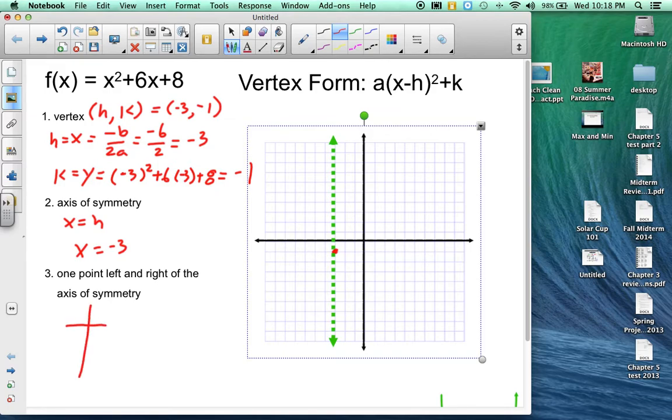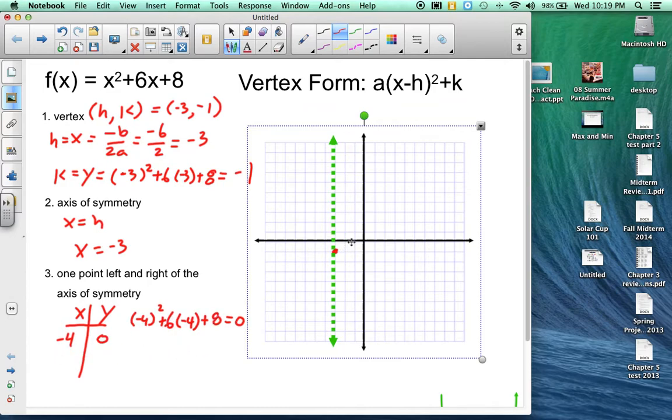So, here's x, here's y. What's to the left of negative 3? Well, that is negative 4. Well, if you plug negative 4 into the equation, hopefully I can write it small enough, negative 4 squared plus 6 times negative 4 plus 8, if I plug this into the calculator, I should get 0.